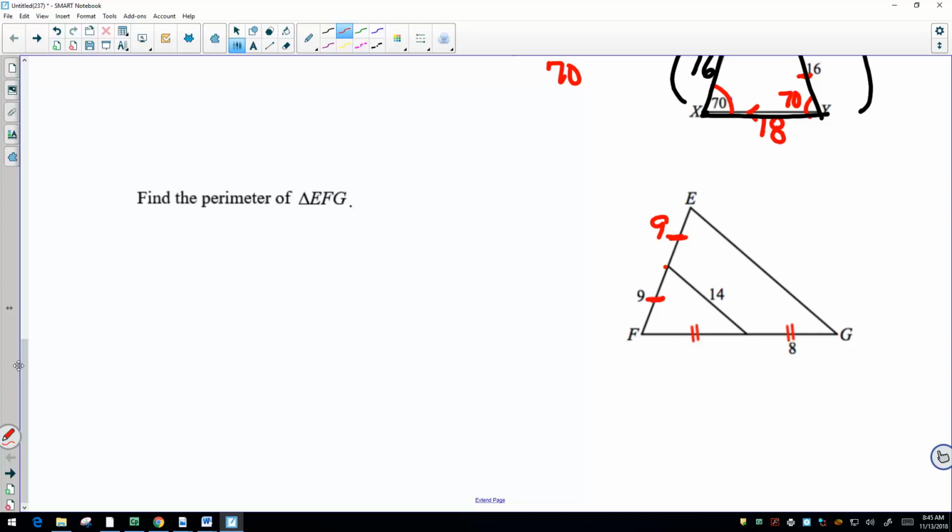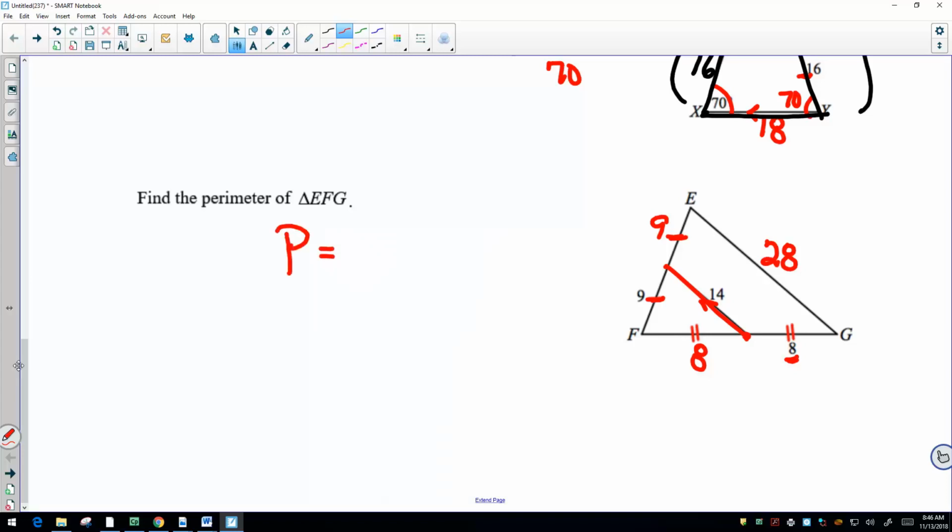And I can do the same on the other side with side FG. I can see it's split and it looks like into 2 equal parts. So if this bottom part's 8, that means this other side is 8, which proves that this line that's labeled 14 must be a mid-segment because it's connecting midpoints. So if that's the case, I know that not only is this parallel to EG, but I also know it's going to be half the length of EG. So that means EG must be double or 28.